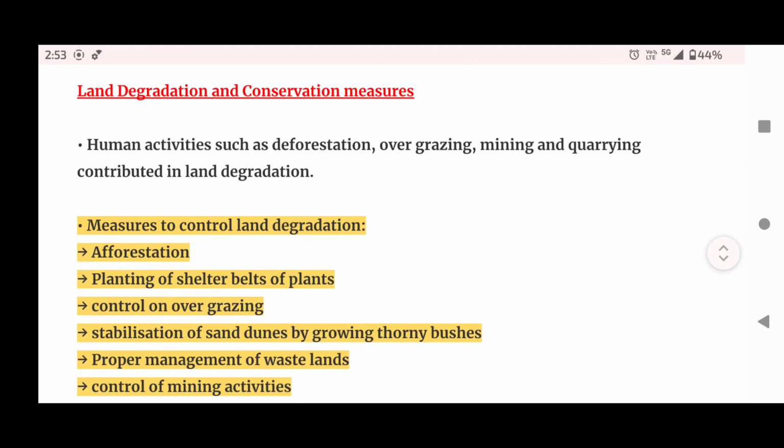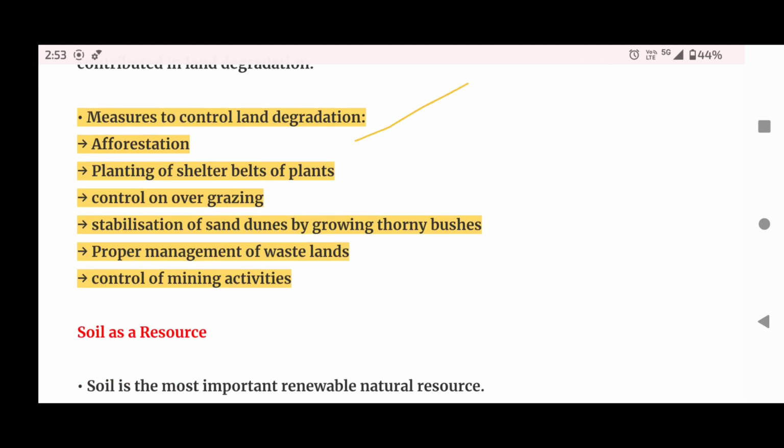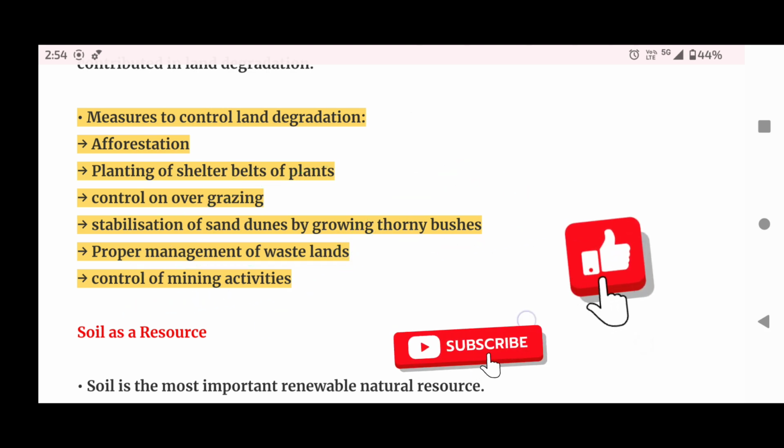Land degradation and conservation. Human activities such as deforestation, overgrazing, mining, and quarrying contributed to land degradation. So, the measures to control land degradation are afforestation, planting of shelter belts of plants, control of overgrazing, stabilising of sand dunes by growing thorny bushes, proper management of wastelands, control of mining activities.